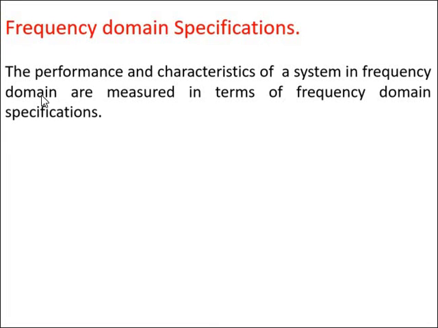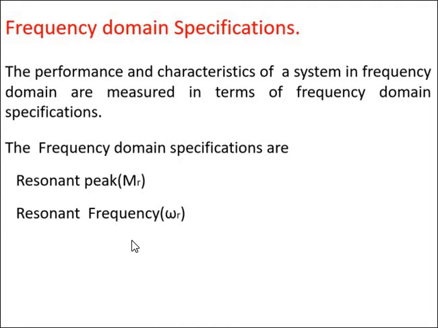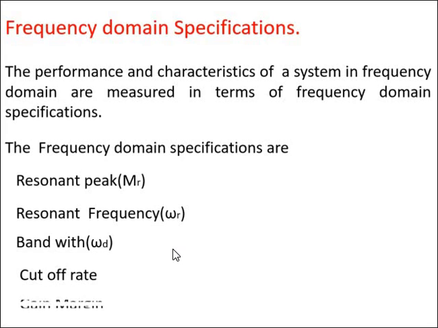If you want to calculate the performance and the characteristics of the system in frequency domain, they are measured in terms of the frequency domain specifications. The frequency domain specifications are: first one is resonant peak Mr, second one resonant frequency omega r, third one bandwidth omega b, fourth one cutoff rate, fifth one gain margin, sixth one phase margin. These are the frequency domain specifications.